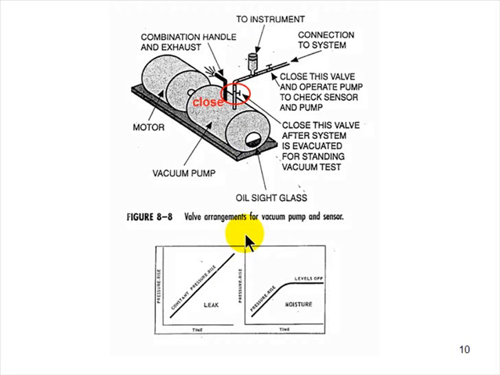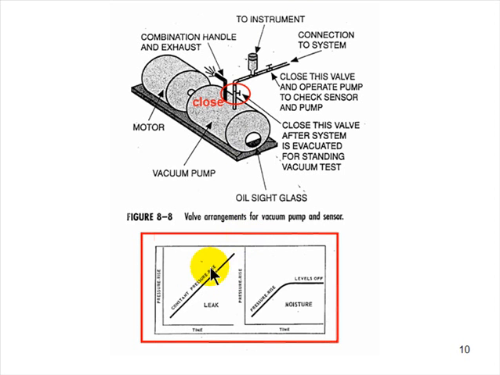It'll rise up continuously out of sight, right up to 700,000 microns. If it does, you've got a leak in the system. Stop what you're doing and go find the leak, because if you continue to evacuate, all you're doing is pulling damp air into your system. You're not eliminating moisture, you're creating it.